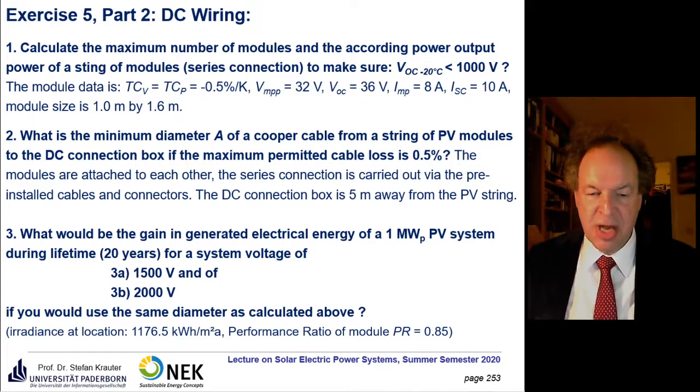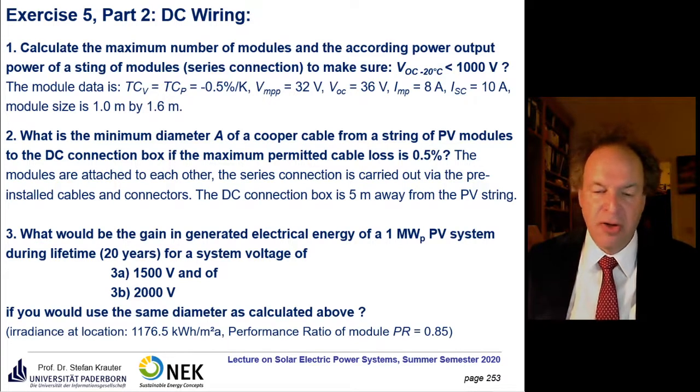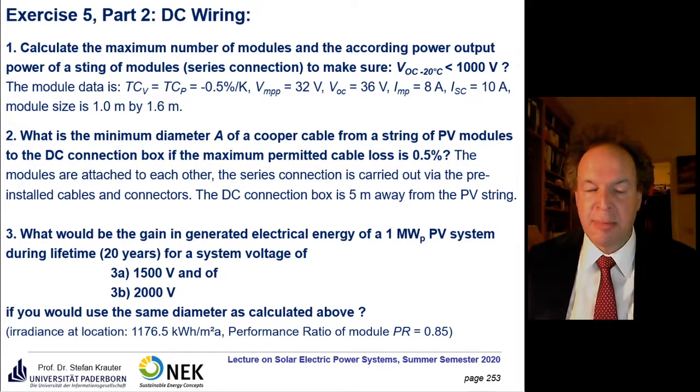Third question is, what would be the gain in generated electrical energy for a 1 megawatt peak system during its lifetime for a system voltage of 1500 volts and of 2000 volts if you would use the same diameters as calculated above? So due to the higher voltages, the current will be reduced, and therefore we would have less losses, and we have to calculate the advantage of those compared to the additional costs for the cables or the insulation, because it has to withstand higher voltages.